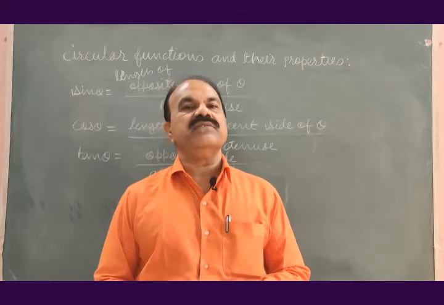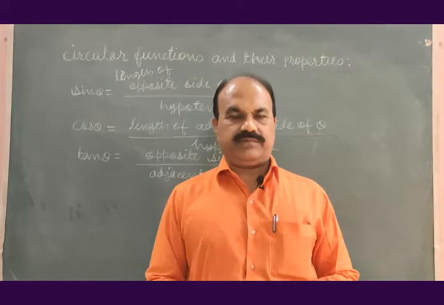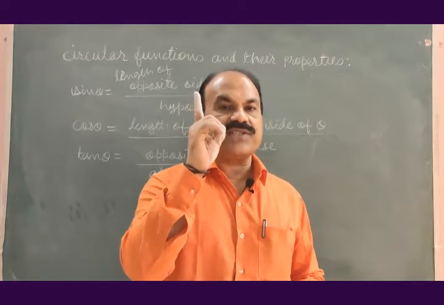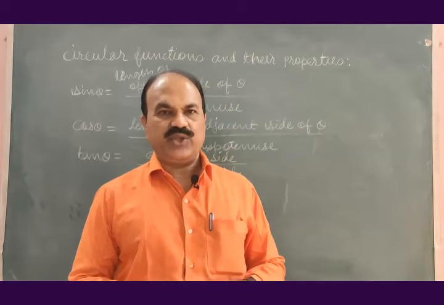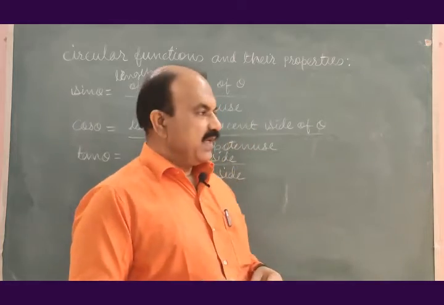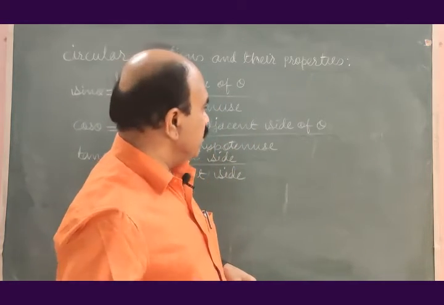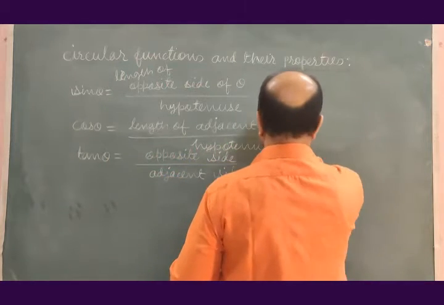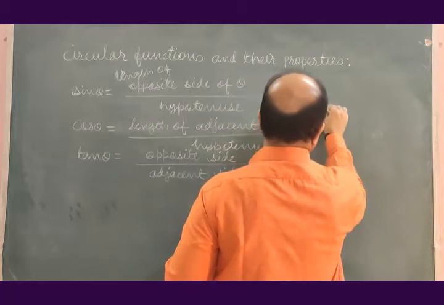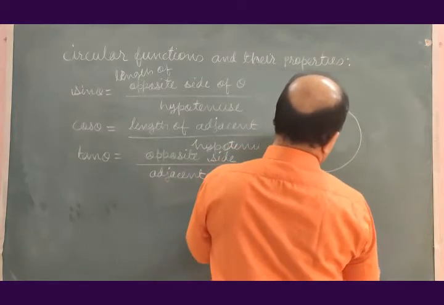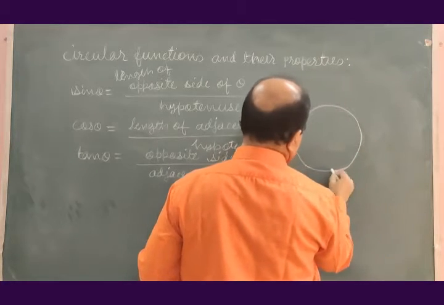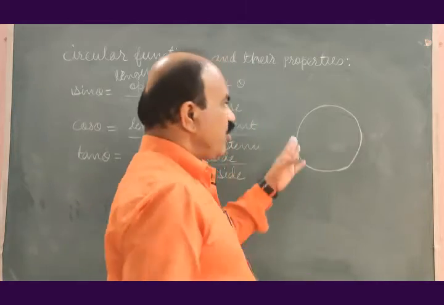Let us consider a unit circle. What is a unit circle? A circle with radius equal to 1. Let us suppose that here we have a unit circle this way. We have drawn a unit circle.